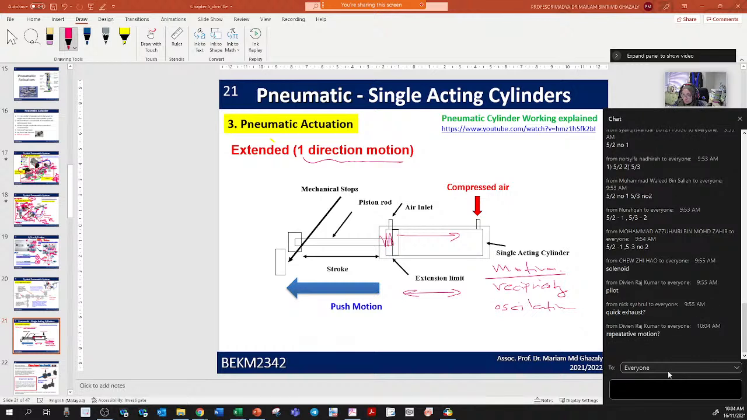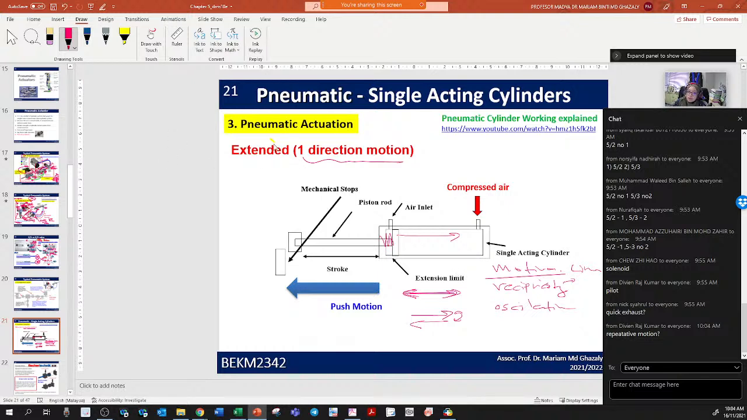Reciprocating motion. Repetitive motion. Oh, correct. Okay, correct, Divian. Repetitive motion means that when we talk about reciprocating motion, it is an extended linear motion. Linear motion is only one way. When the motion keeps repeating left and right, left, right, left, right, then we call it a repetitive motion.